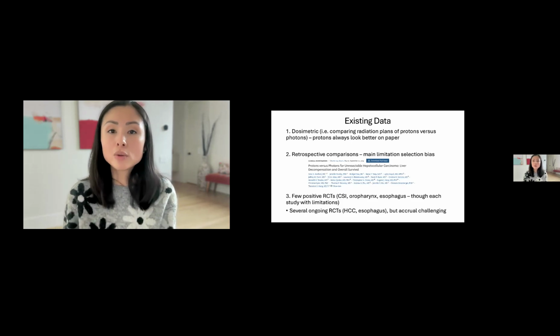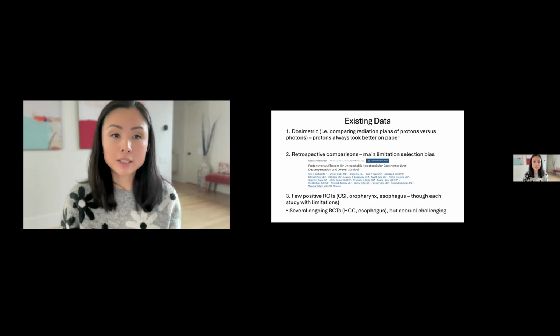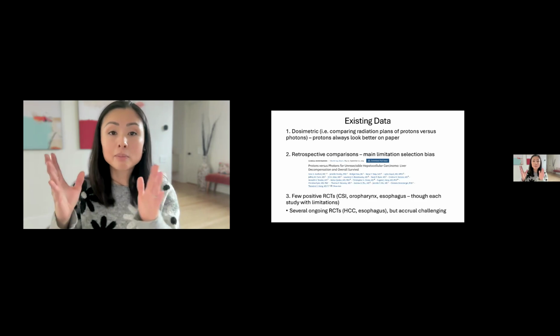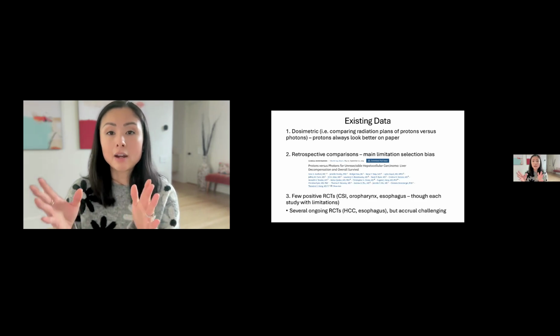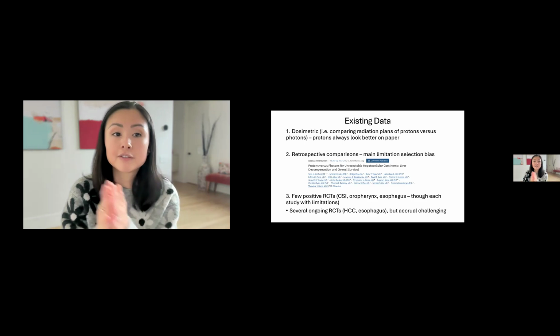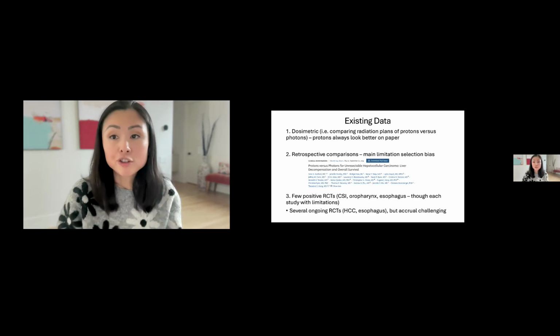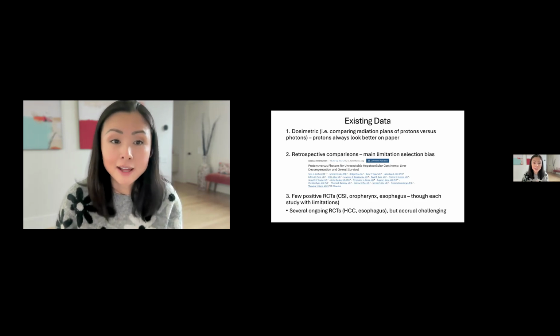So what do the existing data show? I break it up into three categories. The first is dosimetric. So what is dosimetric data? In radiation oncology, it means comparing plans. If you compare a radiation plan of protons versus photons, protons will always look better on paper. The question is, does that actually translate to better clinical outcomes?